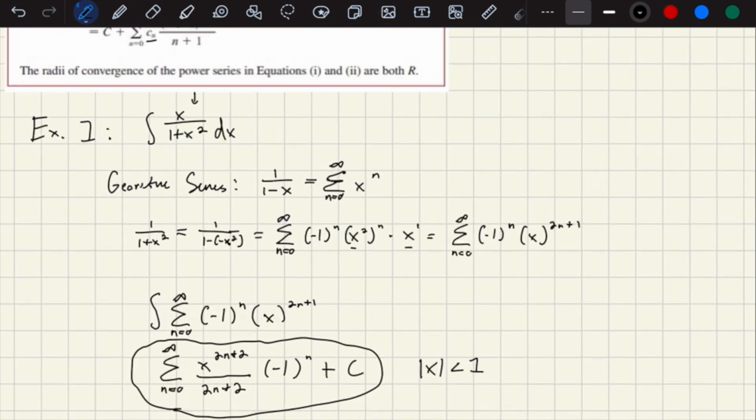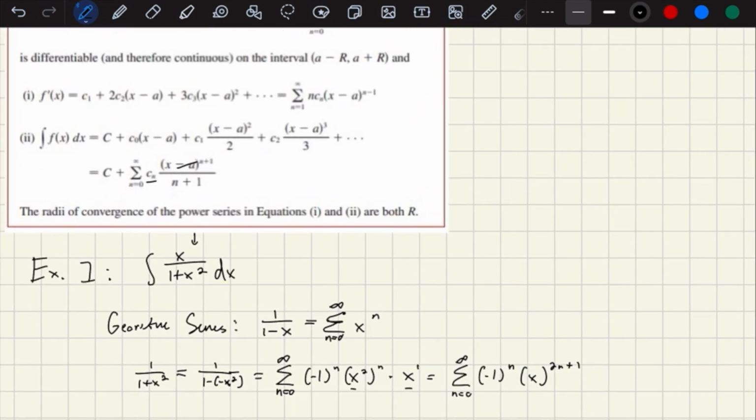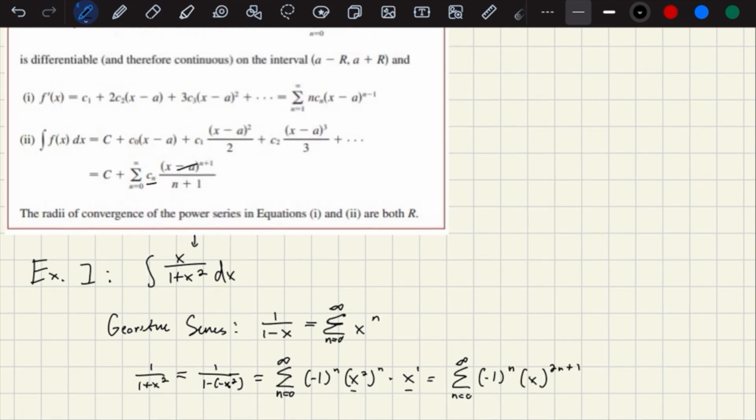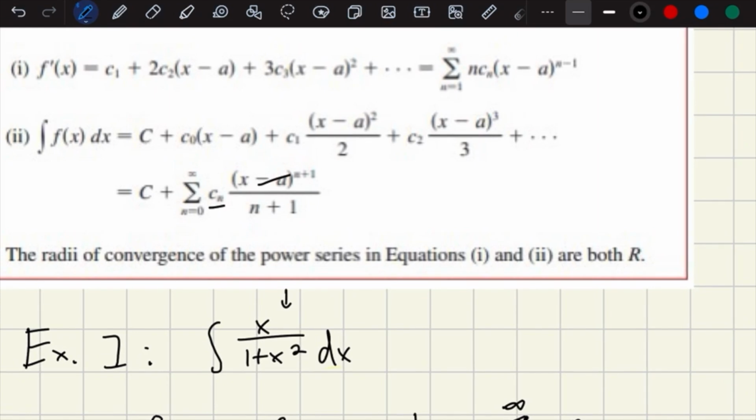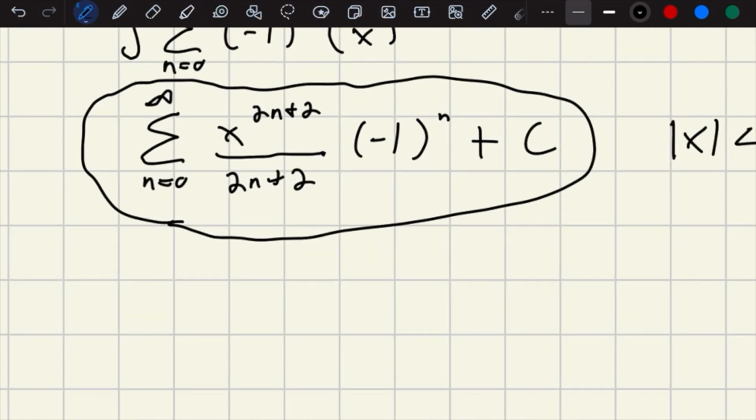So all we did was we identified x over 1 plus x squared. We represented it as a geometric series, and then we used the theorem over here to express our answer, and that's pretty much it.